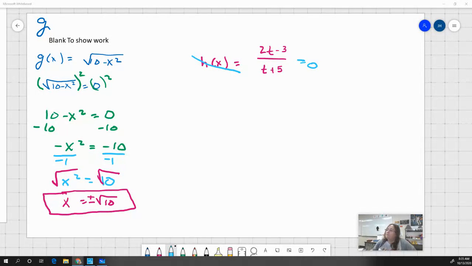Do you know how to get rid of that t plus 5? How would you clear that fraction? Well, it's being divided by, so yeah, you would multiply. Exactly. What would you multiply though?